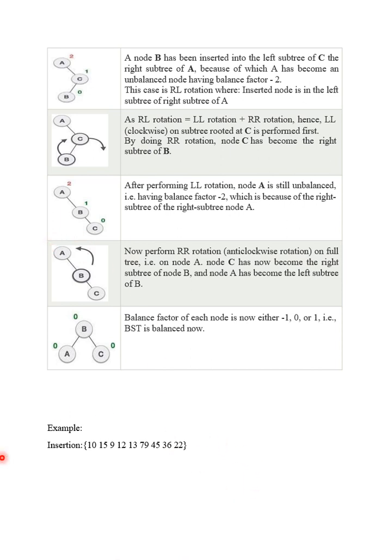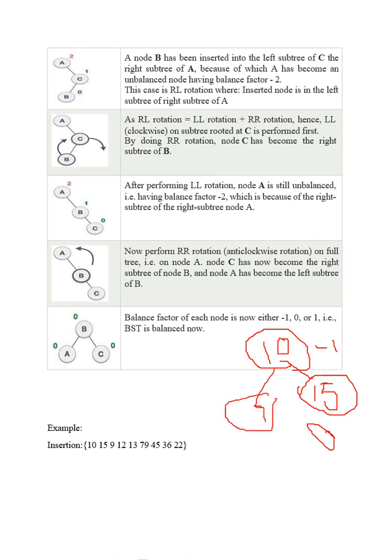Now we are going to look into an example: 10, 15, 9, 12, 13, 79, 45, 36. First one is 10, just 10. Now the number is 15. 15 is greater than 10, so we insert it here. Now we check the balancing factor. It is 0 on the left minus right, so for 10 it is -1. Next we insert 9. It is smaller, so we insert 9 here. Now it's not a problem because it is 0 and here also 0.